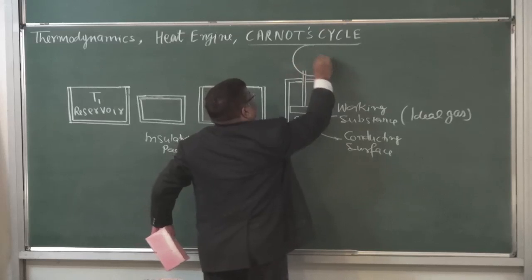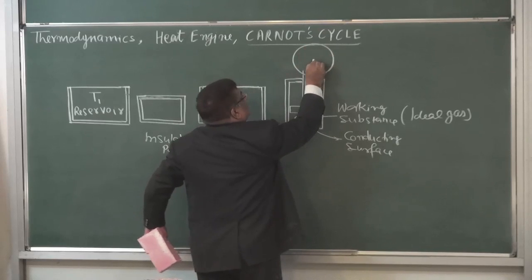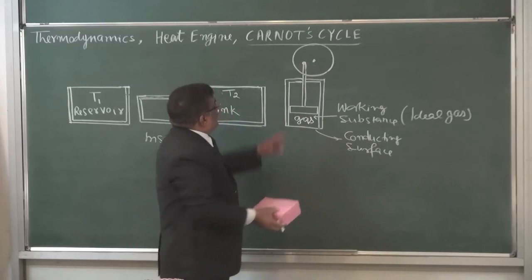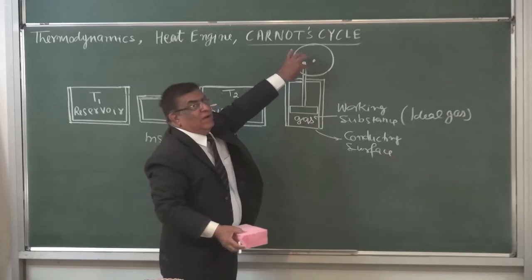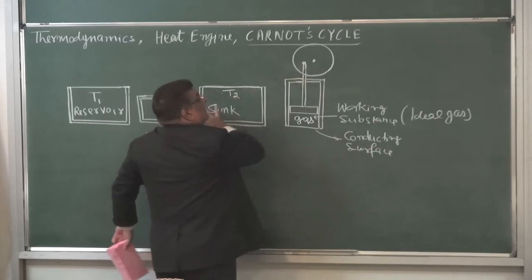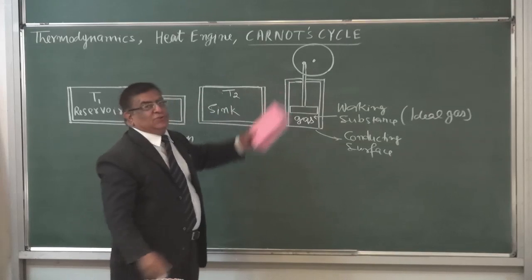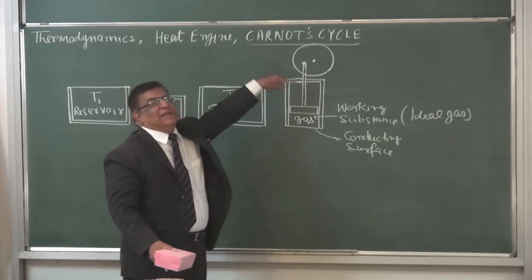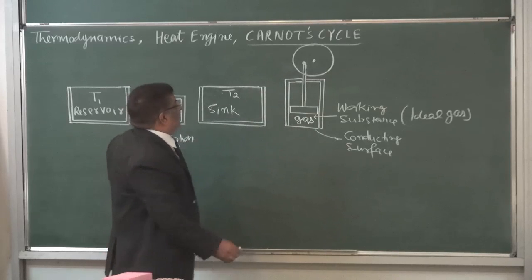Then we have our mechanical engine. Here we have the engine. So when it moves up, the wheel will rotate. This is a crank system. Okay, it is not a part of the heat engine. It is just to show that by the expansion we can get work done.